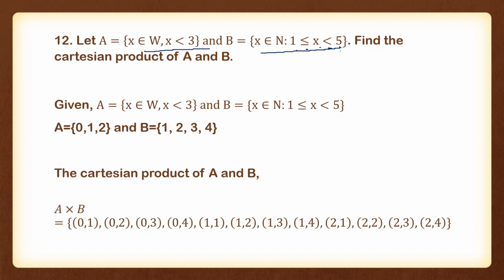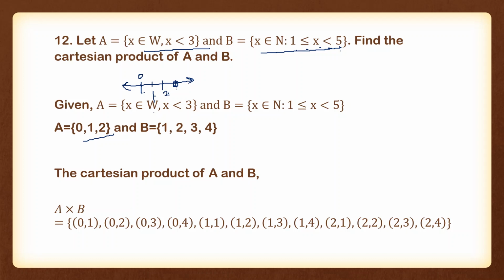So x belongs to W. W is the whole numbers, when x is less than 3. It's an open interval. So when it is an open interval, then obviously it's W, it will start from 0, 1, 2, 3. If it is an open interval, we don't include 3. Then the values would be 0, 1, or 2.